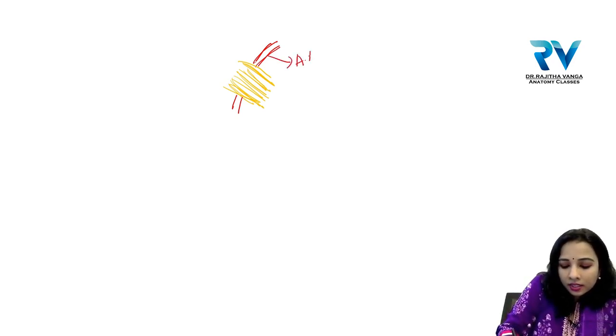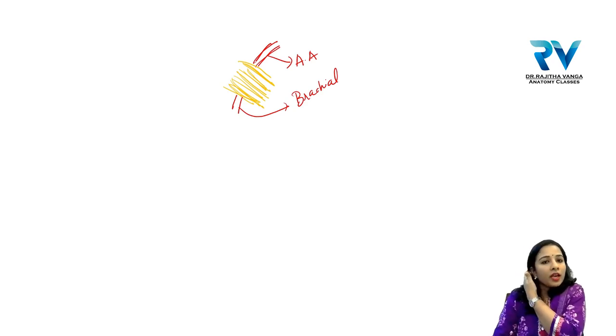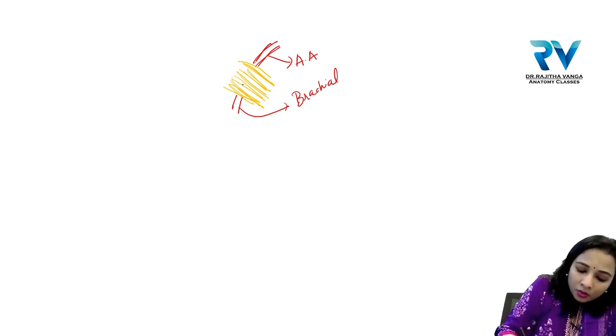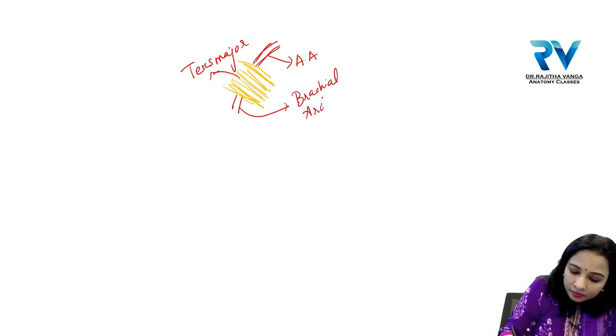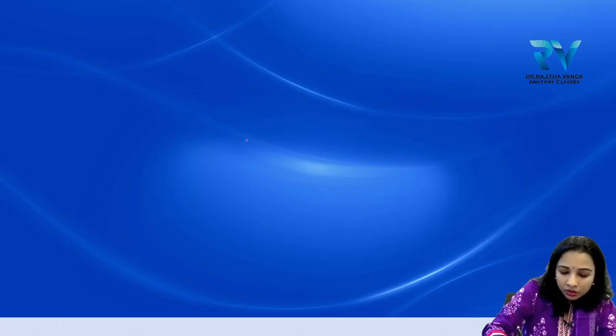So this is the axillary artery. Here is the brachial artery, which is the continuation of the axillary artery from the lower border of teres major. This is the teres major muscle. Further, the brachial artery gives rise to a very thick branch which goes to the posterior compartment, called the profunda brachial artery. So this is the profunda brachial artery.